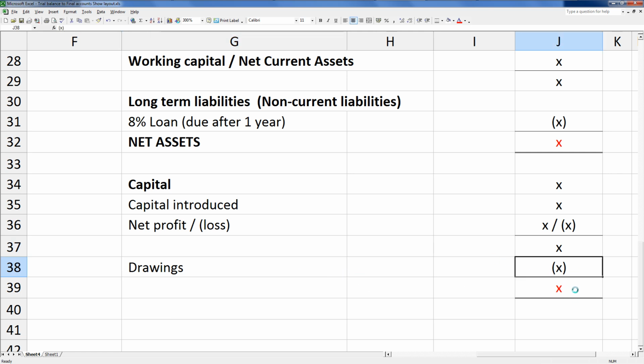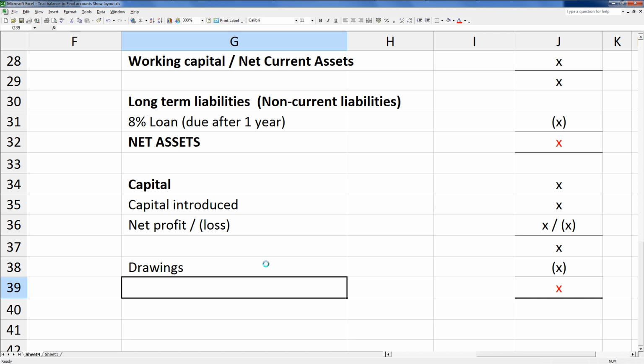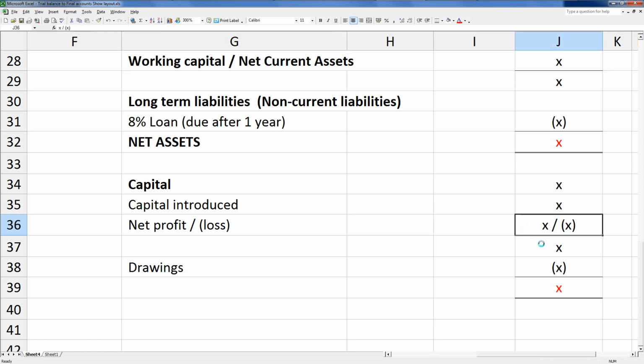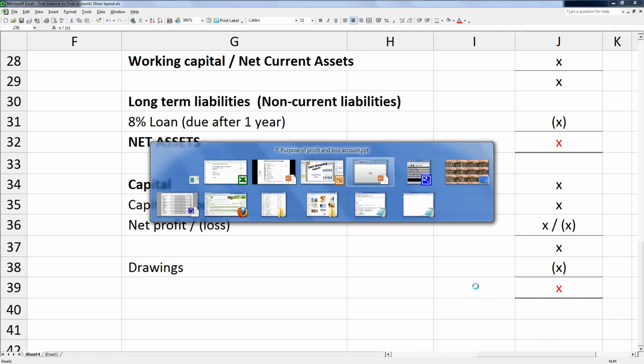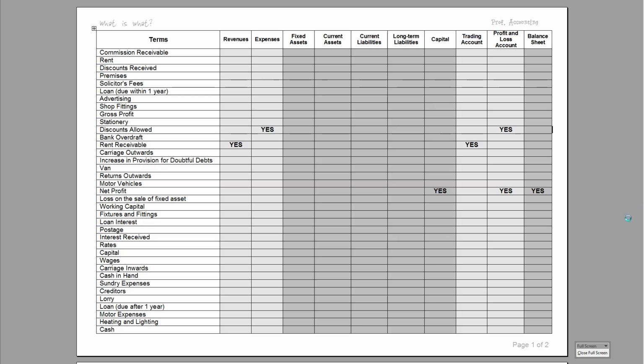So what I did was put a whole lot of terms. There are 2 pages of this, not one. A whole lot of terms down the left-hand side, and I want you to test yourself to see which one is a revenue and which is an expense. That helps the P&L. So if it's a revenue or expense, like this one here, discounts allowed, which is an expense, it's going to affect the trading or the profit and loss account, because that's where revenue and expenses belong. So I've shaded them appropriately. If they're a fixed asset, current liability, long-term liability, or capital, they're all shaded dark because they all go into the balance sheet. So it's just testing your awareness of where they belong.